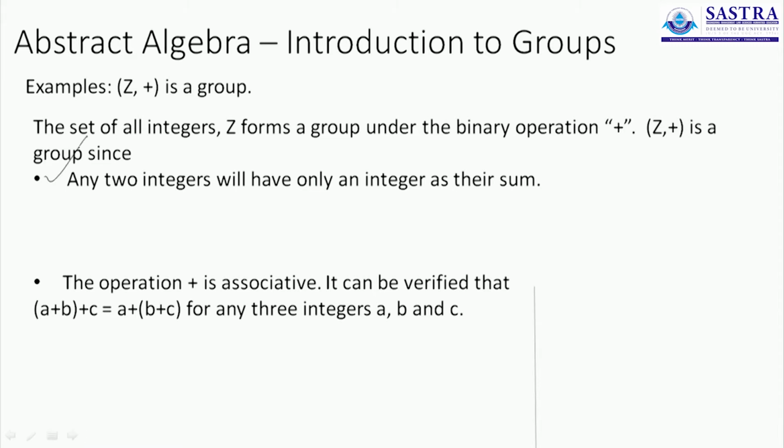Number 1 says the set is closed. You add any 2 integers a plus b, the answer still belongs to the set of integers. Therefore the set is closed, the first condition is satisfied. Number 2, the binary operation considered here is addition, and we know that it is associative. I have already given you an example of why addition is associative. So it is associative because we have already seen that it is a semigroup.